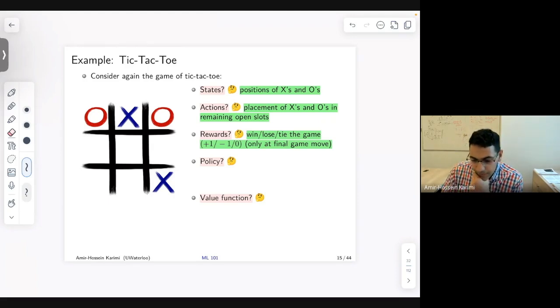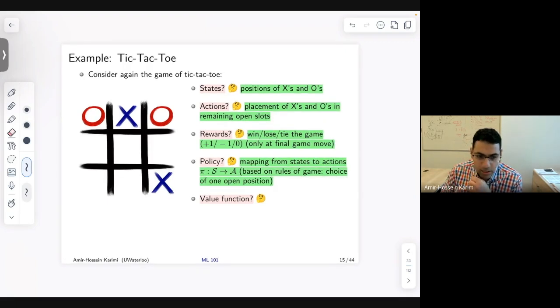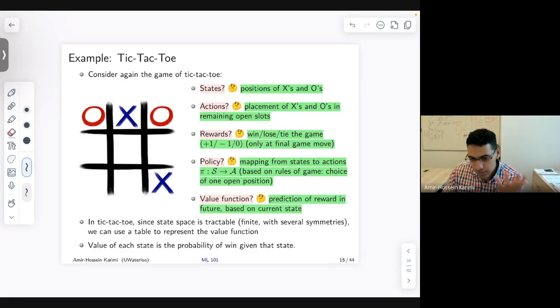Policies are the mapping from states to actions. So pi is the mapping from state to action based on the rules of the game. Where do we place the pieces that we have remaining? And a value function, again, is our understanding, or the agent's understanding, of the quality of each of the states of the game. So the prediction of rewards in future based on the current state.